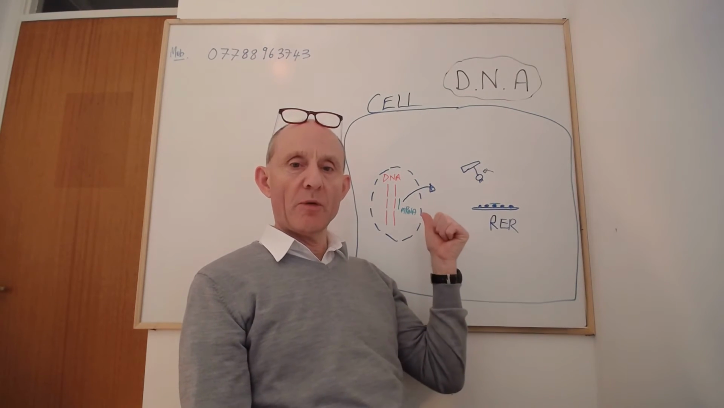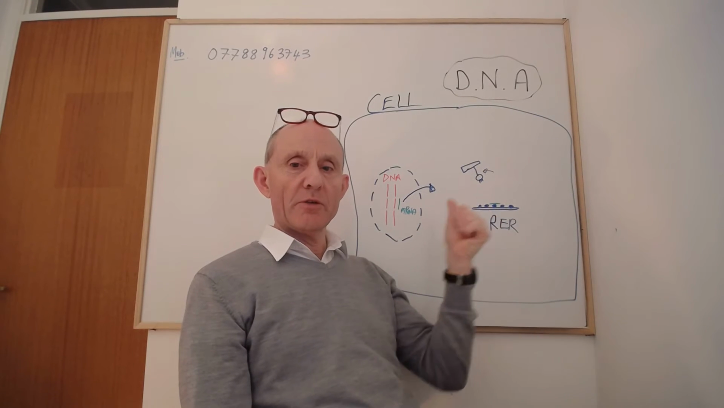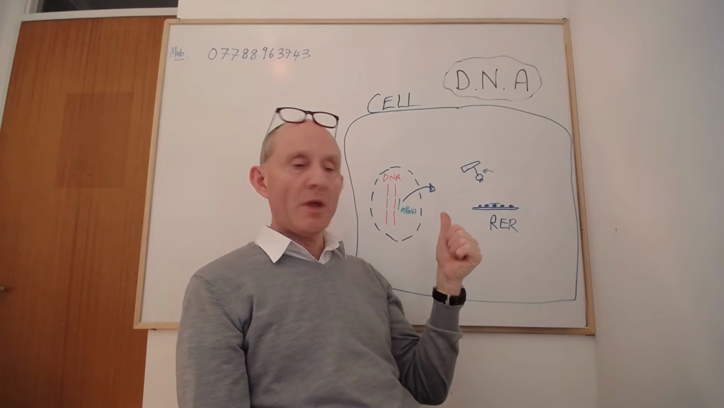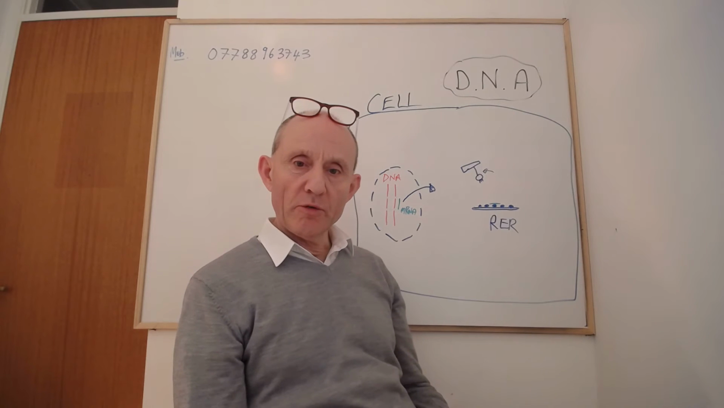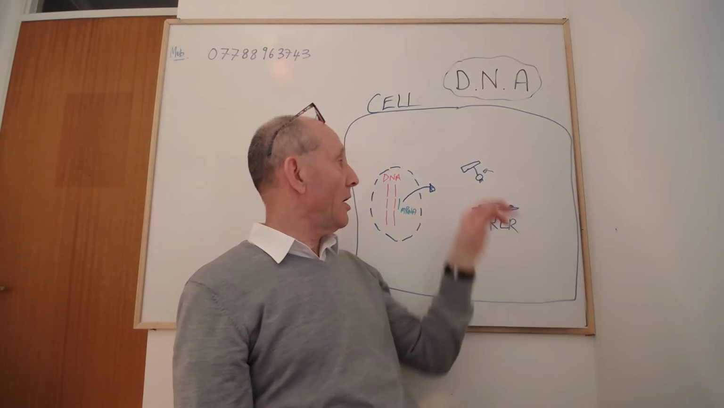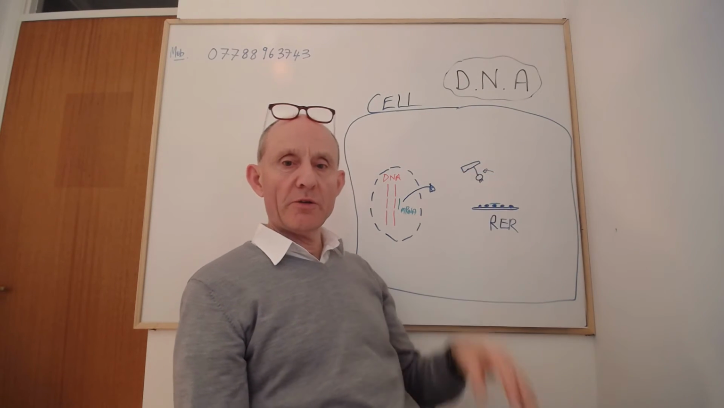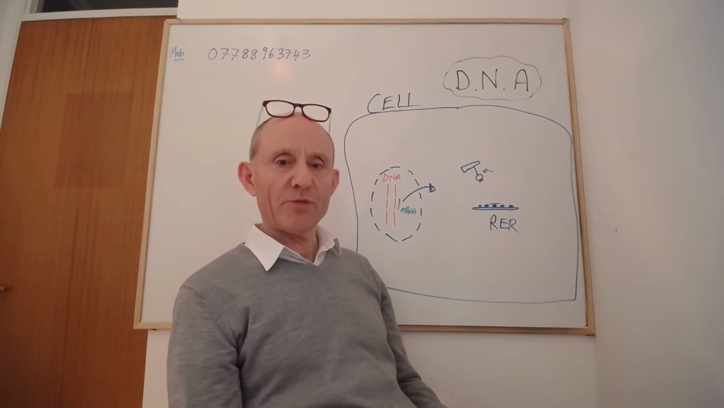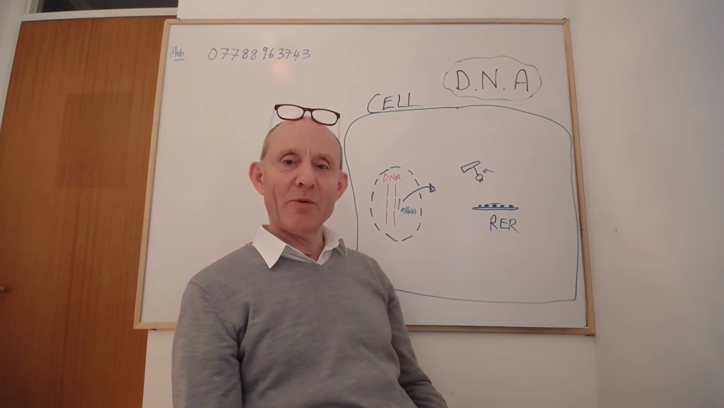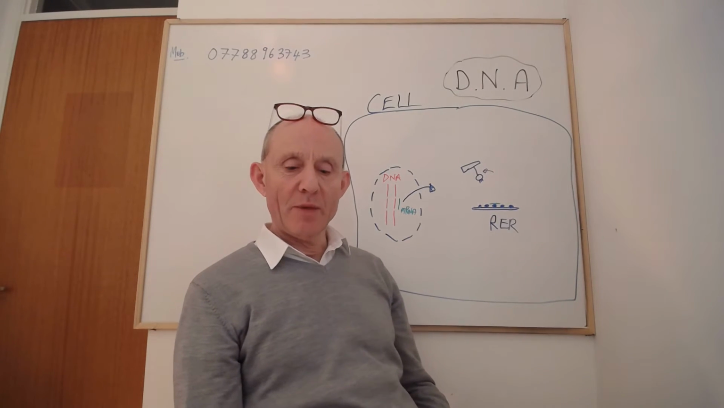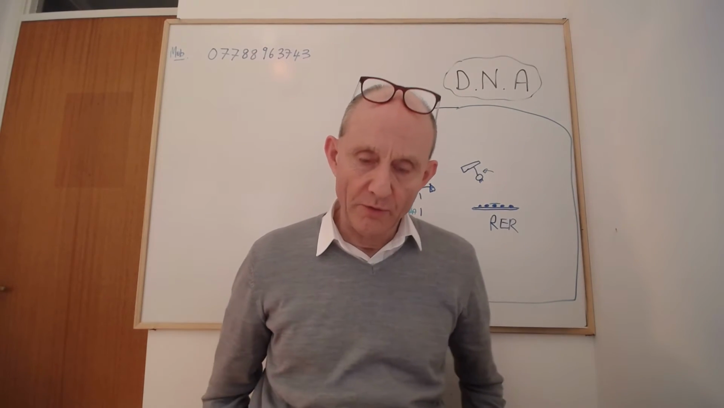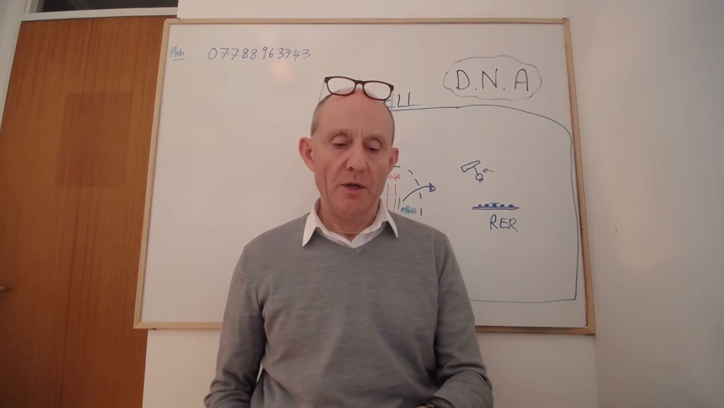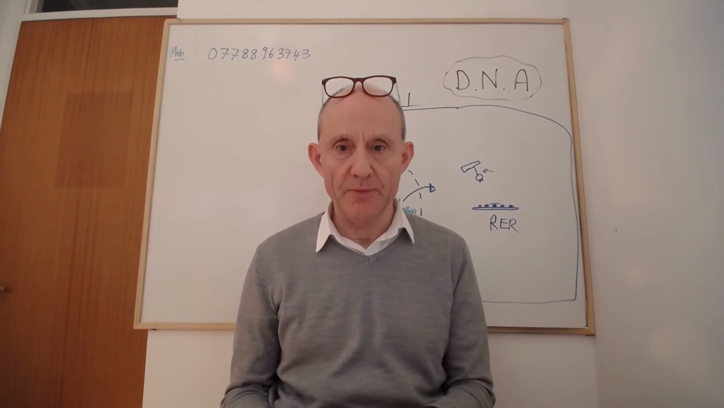So the messenger RNA is a copy of the gene. It leaves the nucleus and goes out to the RER, out to the ribosome. The ribosome is made of ribosomal RNA, and the transfer RNAs or tRNAs are involved in transporting. I suppose you could say T for transport. They transport the amino acids into position during the making of the protein. So that's the role of those three different types of RNA.